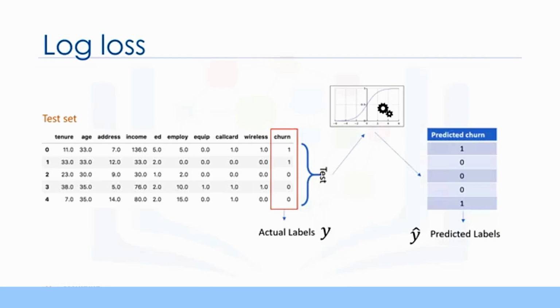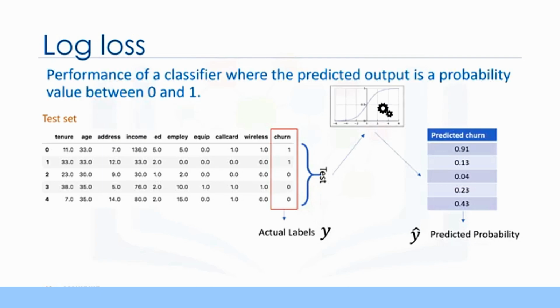Sometimes the output of a classifier is the probability of a class label instead of the label. For example, in logistic regression, the output can be the probability of customer churn, i.e. yes, or equals to 1. This probability is a value between 0 and 1. Logarithmic loss, also known as log loss, measures the performance of a classifier where the predicted output is a probability value between 0 and 1. So for example, predicting a probability of 0.13 when the actual label is 1 would be bad and would result in a high log loss.